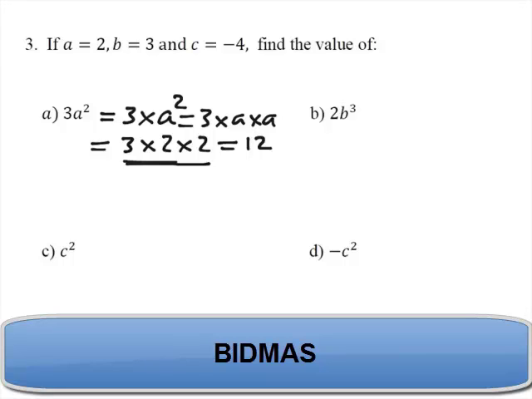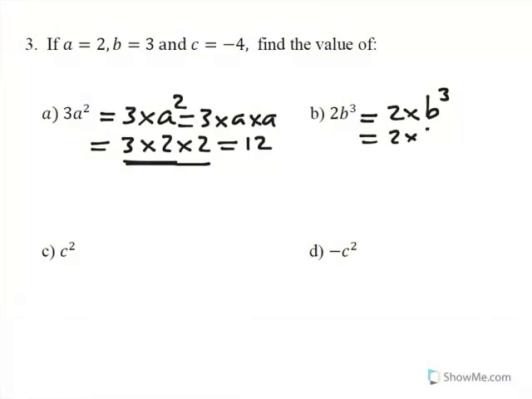It's not. Same here, it's 2 times b cubed. b is 3, so we're multiplying 3 by itself 3 times. 2 times 3 is 6, 6 times 3 is 18, times 3 is 54. If you do 3 3s are 9, and 2 3s are 6, you might find it easier. So the answer is 54, 6 times 9.